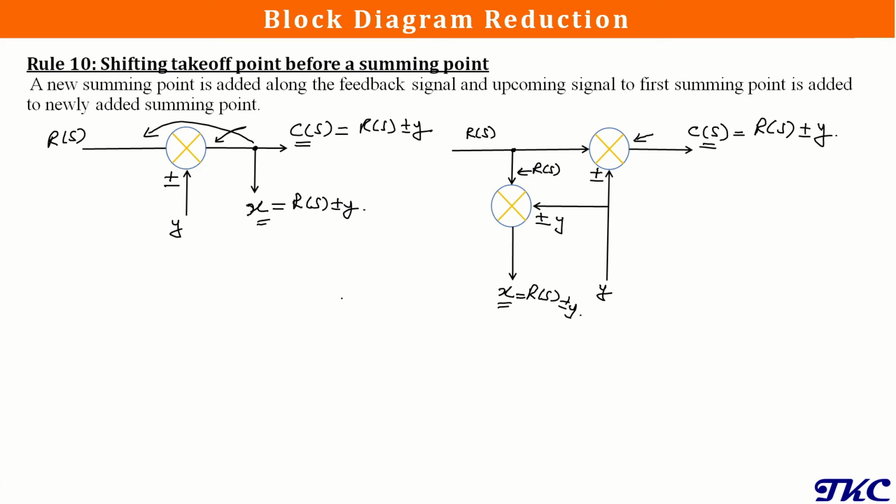Now one important thing: rule number 9 and rule number 10 are also called critical rules, and generally we avoid using these rules in block diagram reduction, because we are additionally creating a summing point and also an additional signal here. Because of that, the block diagram generally becomes more complex and solving it becomes difficult. So we avoid using rule number 9 and rule number 10.